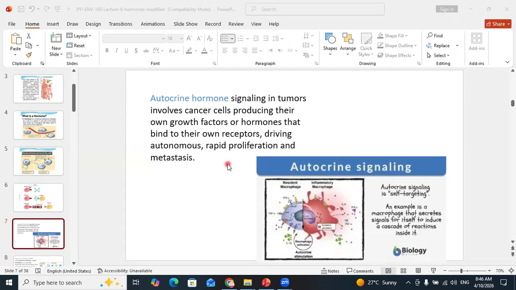As soon as the hormone is released, there are receptors present on the same cell. The hormone binds to the receptor, and it causes autonomic, like without any conscious control, rapid proliferation, like division of the cell, and metastasis. The tumor cell divides repeatedly, very fast, due to the autocrine hormone that is released from it. The same cell is producing the hormone, it is binding to the same cell, and rapid cell division is occurring.